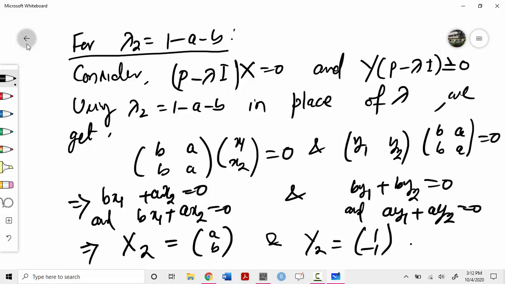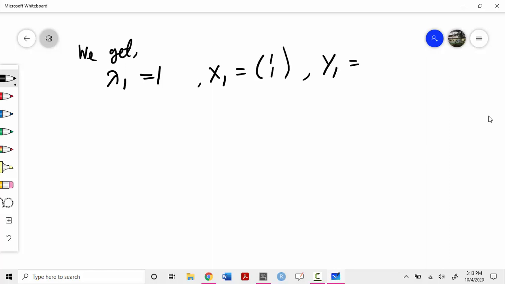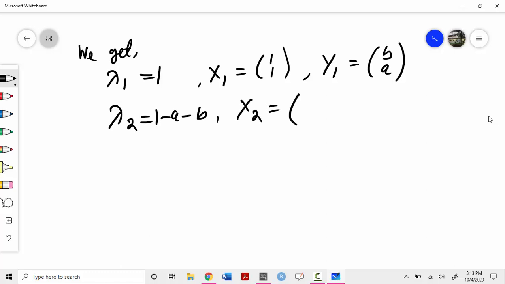Now we get lambda 1 equal to 1, x1 equal to 1 1, y1 equal to b a, lambda 2 equal to 1 minus a minus b, and x2 equal to a minus b, and y2 equal to 1 minus 1.